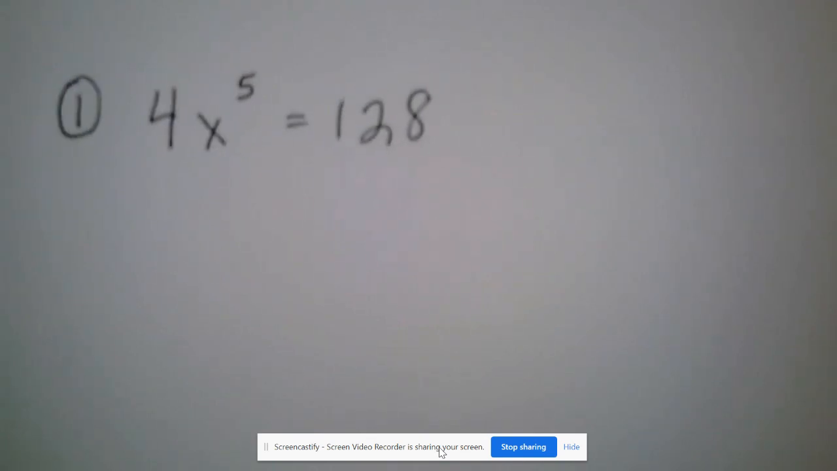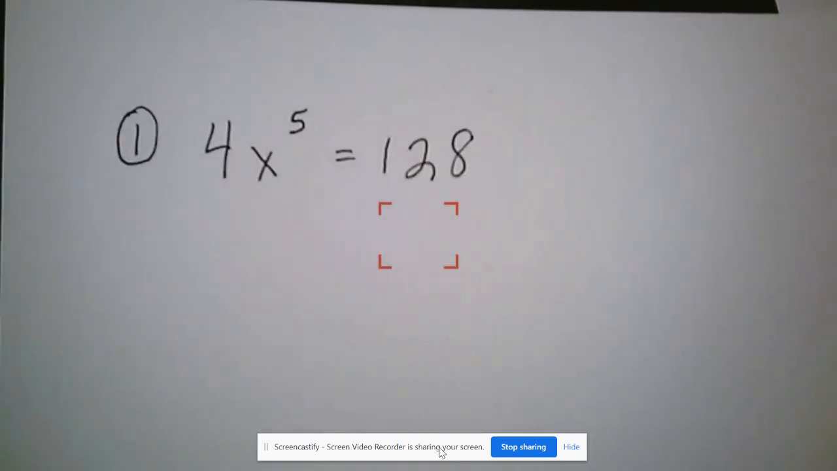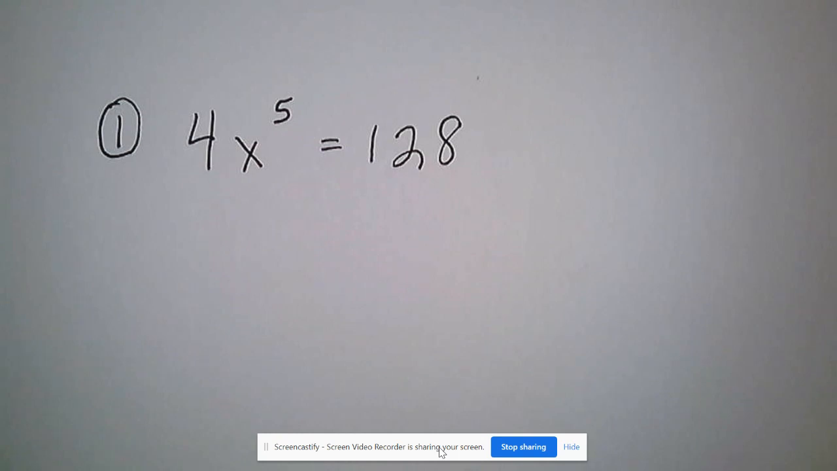Okay, so here is our first problem. And we are going to solve for x. So the directions on this one is solve. That means at the end, you will have x equals something. X has to be by itself. So our goal here is to get x by itself.